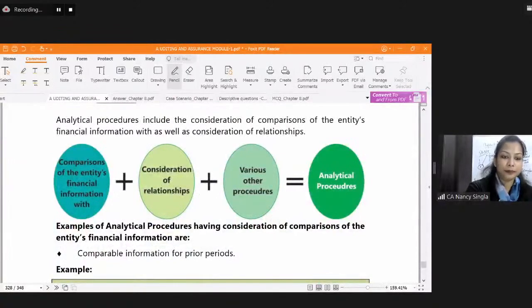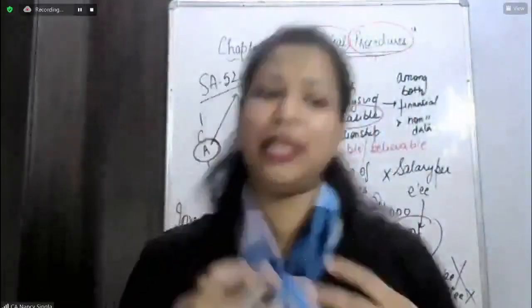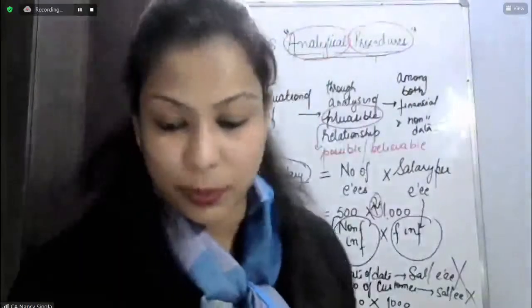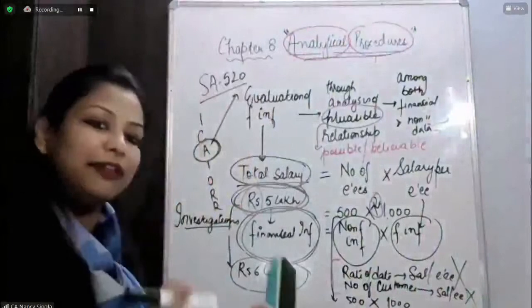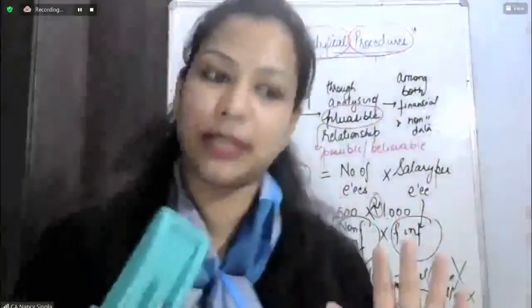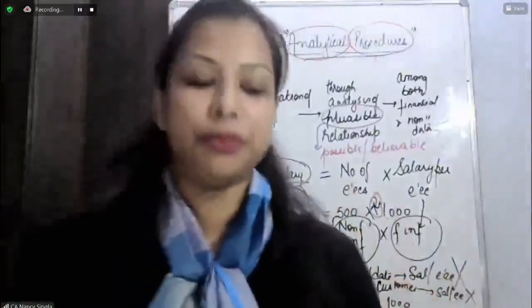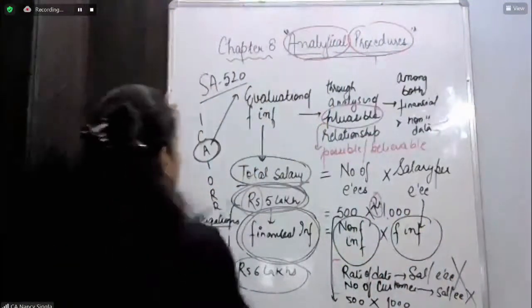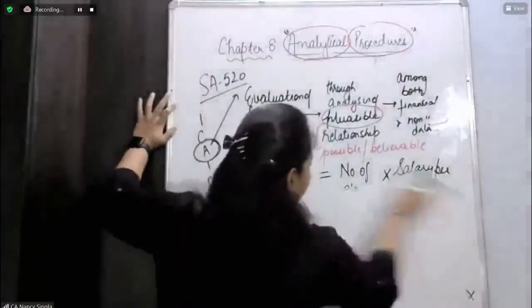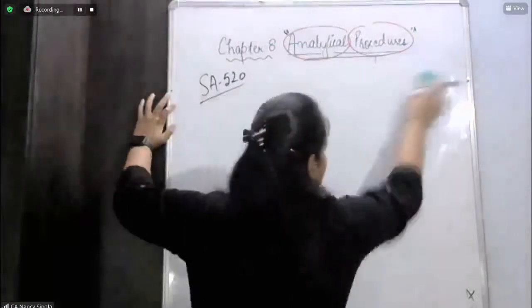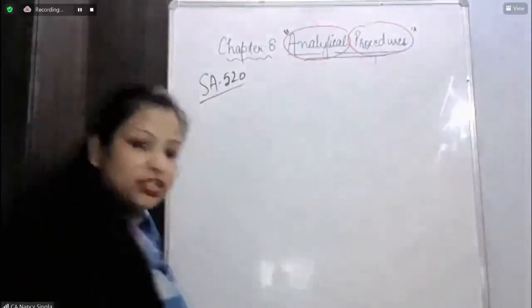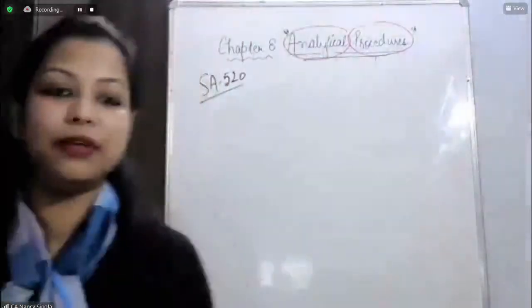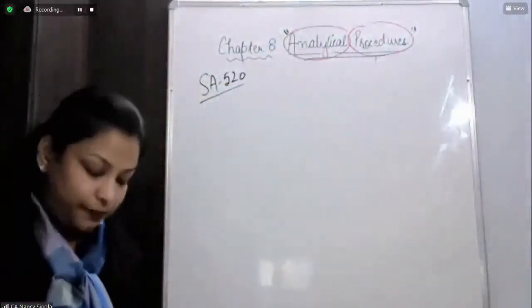Clear so far? Very simple, but very important also, right? Please quickly send me the replies whether the definition part, we have just done the definition part, is clear. What all is included in analytical procedures, you will understand in detail as we proceed. So now we have understood that we are analyzing relationships, and we are including both financial and non-financial information. It should be clear, I expect, right?